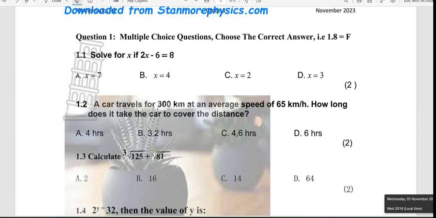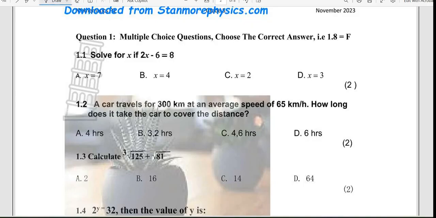Question number 1 is a multiple choice question. So I'll start with 1.1. Solve for x: if 2x minus 6 equals 8, what are we going to do now? You know that when we solve for x, the number with the variable must be left on its side, and we're going to take the rest to the other side.